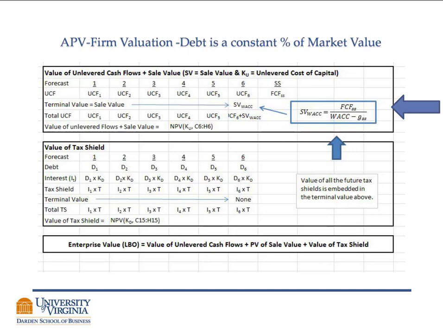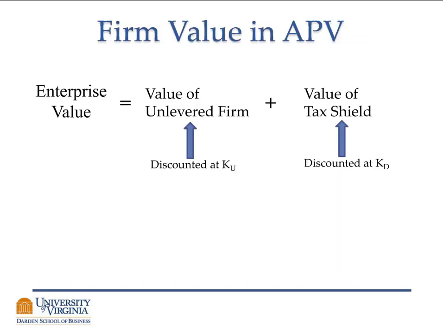For the tax shield, we estimate the tax shield out to the steady state. Note this requires again a specific forecast of debt so we can calculate interest in the tax shield. However, since we use the WACC approach above to estimate a sale value at the end of our forecast horizon, the value of all the future tax shields is embedded in the sale value. As such, there is not a terminal value for the tax shields. The tax shields we do have get discounted back at the required rate of return on debt. The enterprise value is the value of the unlevered cash flows during the holding period, the present value of the sale value, and the value of the tax shields.